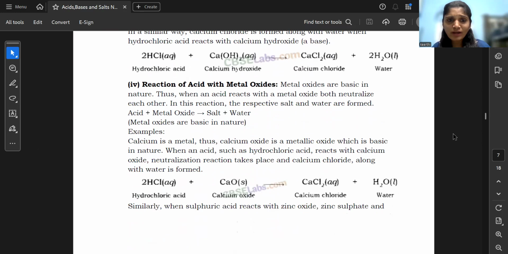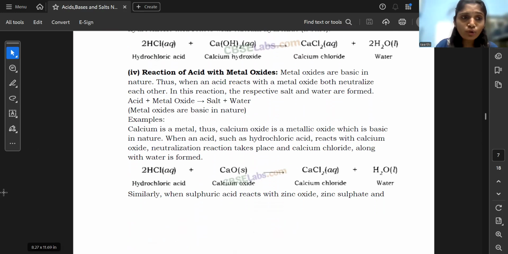Now we have seen bases, so let me complete one more thing. I already told you that acids react with metal oxides. Acids are acidic in nature, and metal oxides are basic in nature, so acids can react with metal oxides. Now see here, what will happen when acid reacts with metal oxide? You get salt plus water.